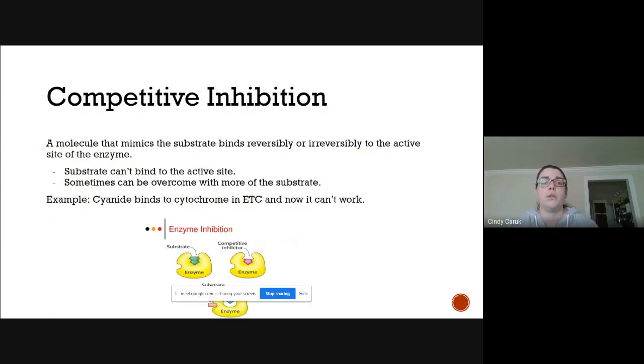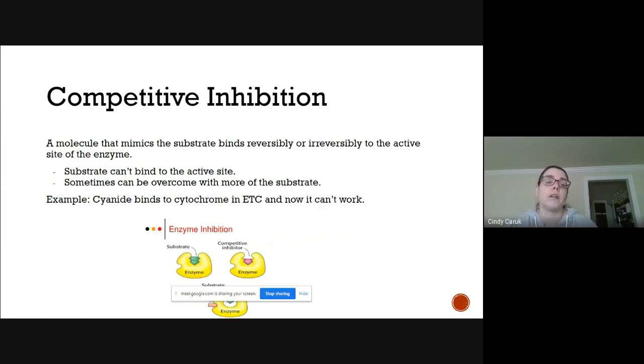Right? So one way it can be regulated is competitive inhibition. That's going to mimic the substrate, and it can bind reversibly or irreversibly to that active site. So it's binding here to the active site, and now my substrate can't bind. Sometimes it can be overcome with more substrate. But an example where it can't is cyanide, the poisoning.